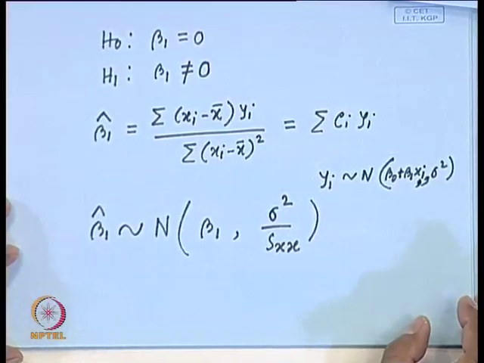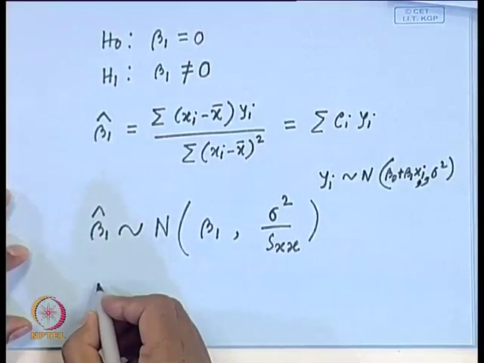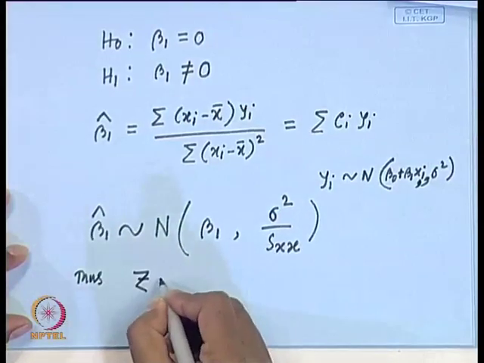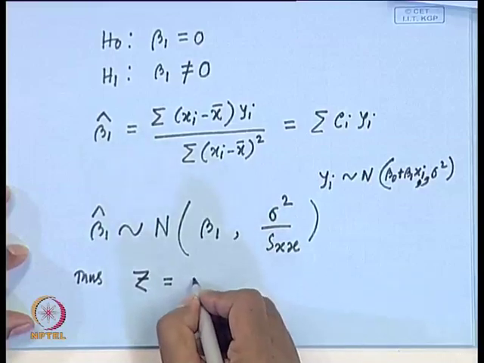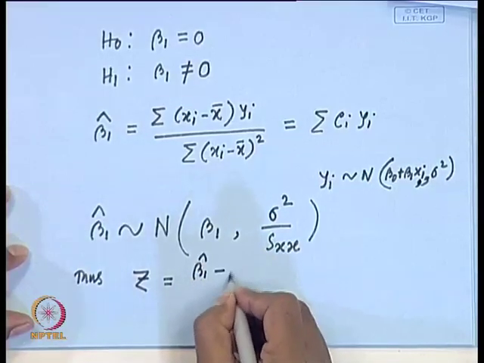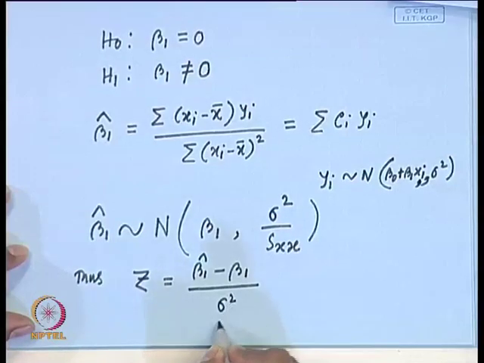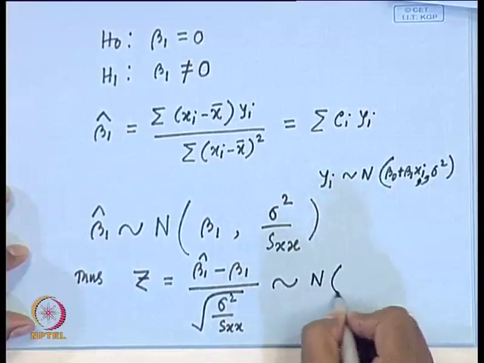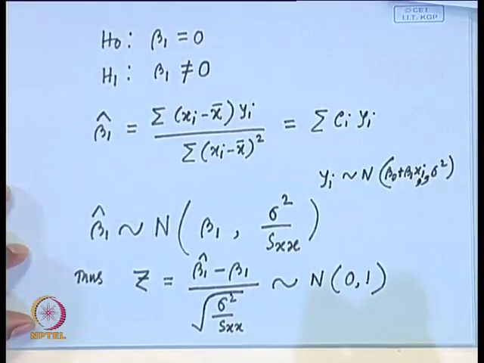Now, from here we can say that Z equal to beta 1 hat minus beta 1 by square root of sigma square by S x x. We know that this follows normal 0, 1, standard normal.